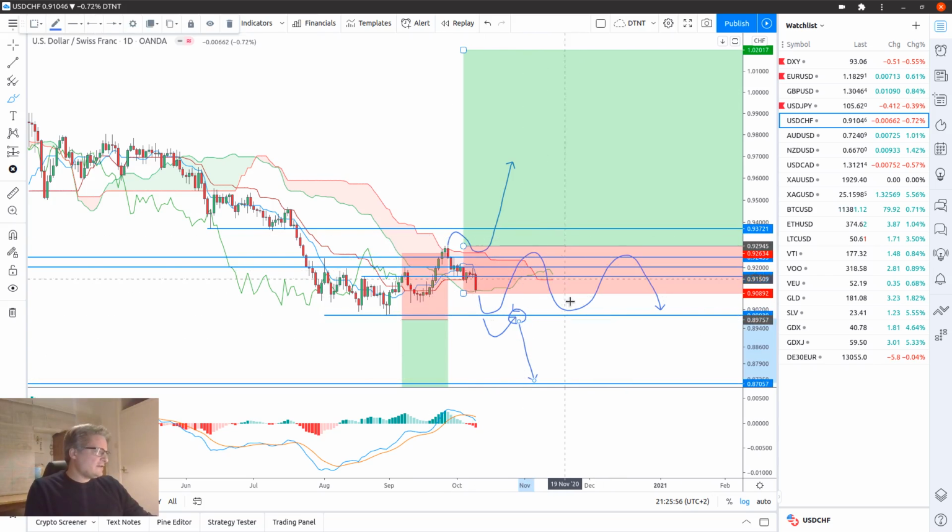In any other case, if it's going sideways, I don't think I'm going to be trading this, especially because we have this Kumo cloud forming as well, so it's going to be choppy and messy, and not for me.